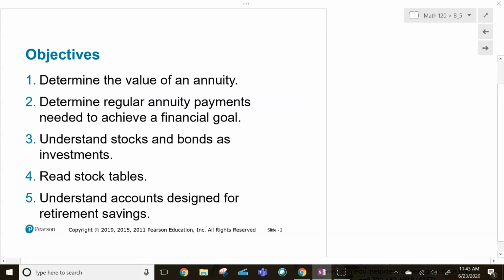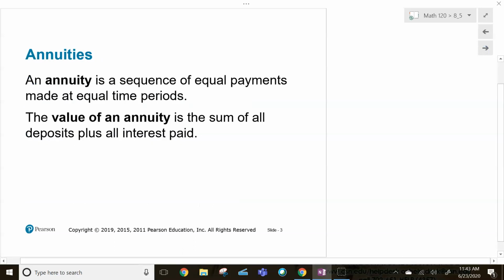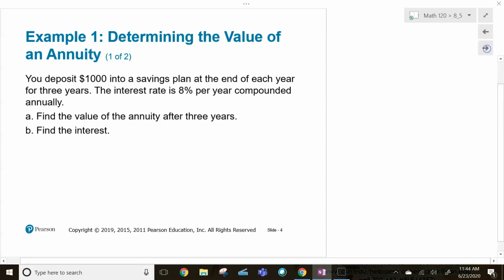Here are our objectives. Let's talk about what an annuity is. That's when you make a sequence of equal payments. Up to this point, we've just put in a principal amount and let the money sit there, gaining compound interest over time. In this section, we're not putting any money in up front, but we're making some payments over time. And then we're going to see what the value of that so-called annuity is at the end of a time period.